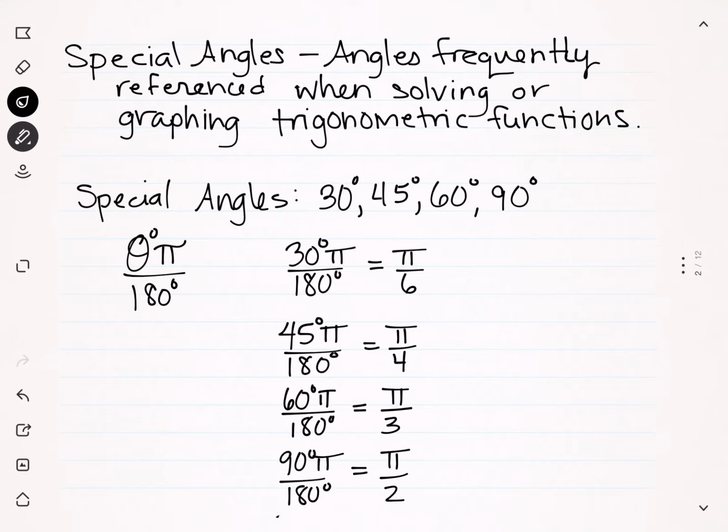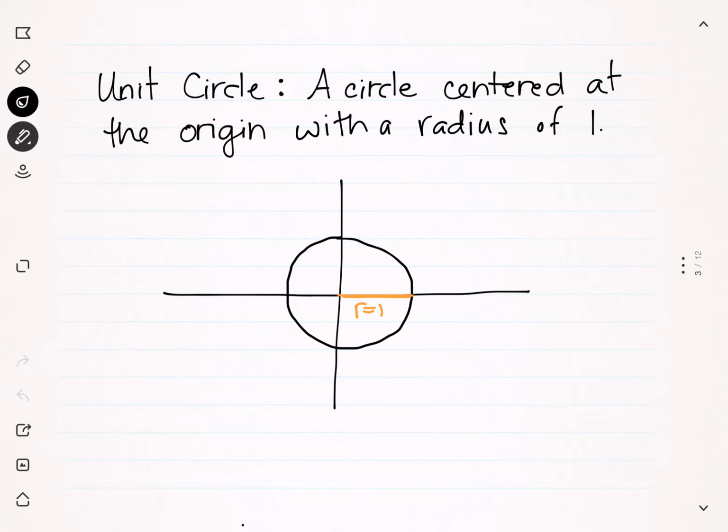So I would get these 4 special angles, 30, 45, 60, and 90, and their radian measures memorized, because it's going to make things go a lot smoother for you. So the unit circle is a special circle that we use in trigonometry, and the center of the circle is at the origin, and the radius of the circle is 1.